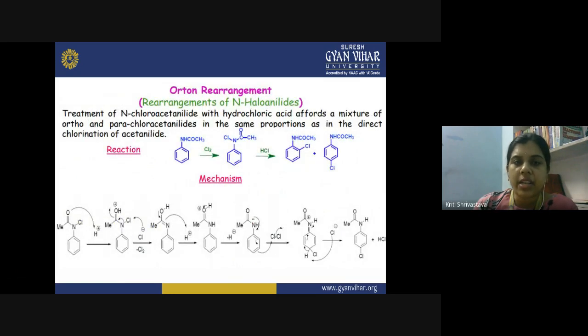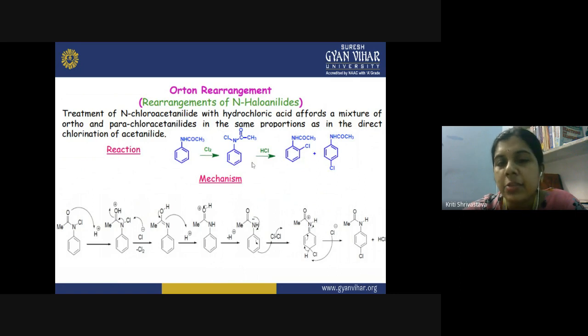Then we have the Orton rearrangement, and this is the rearrangement of N-haloanilides. We have N-haloanilides here, where on the nitrogen one chloro group is attached, so you call it an N-haloanilide. So the treatment of N-chloroacetanilide. This is acetanilide, and the hydrogen that was present on the nitrogen of the acetanilide has been replaced by chlorine. So when you have N-chloroacetanilide and it reacts with hydrochloric acid, it affords a mixture of ortho and para-chloroacetanilide in the same proportion as in the direct chlorination of acetanilide.